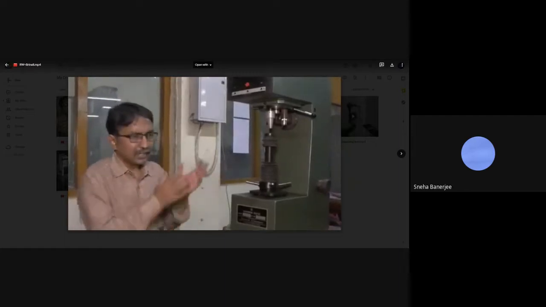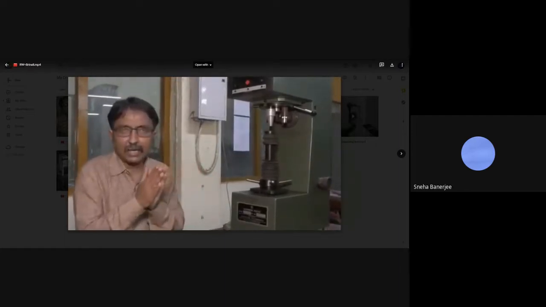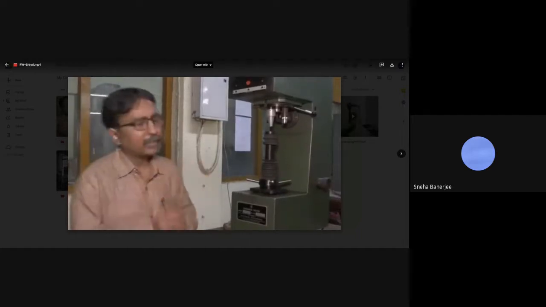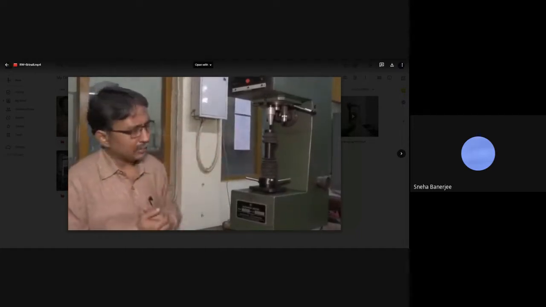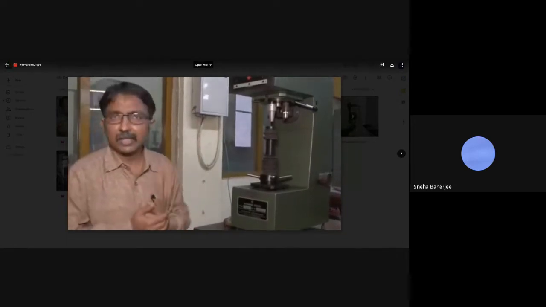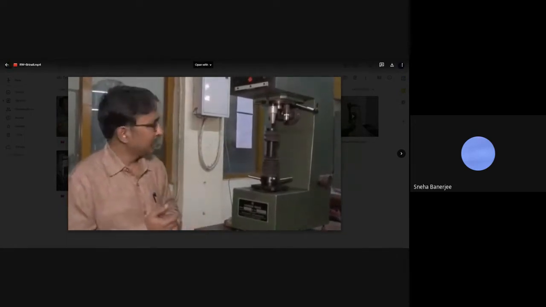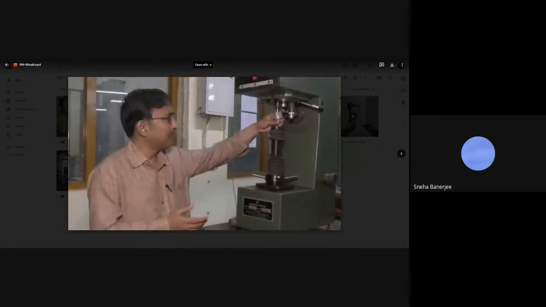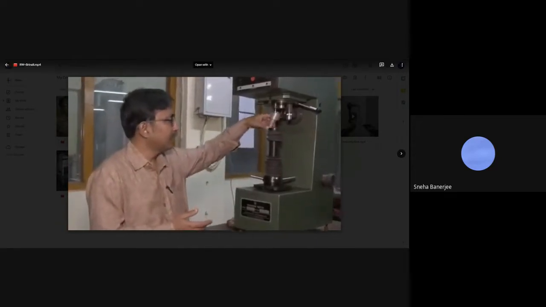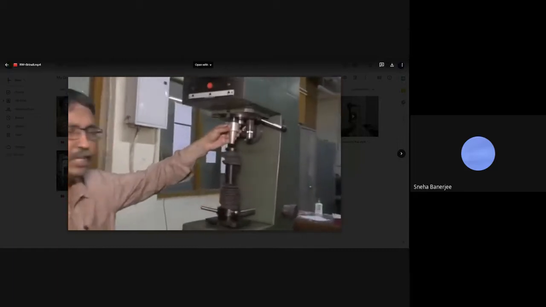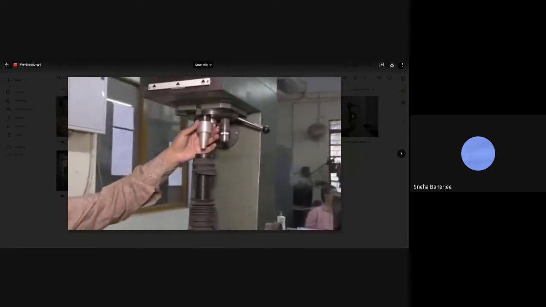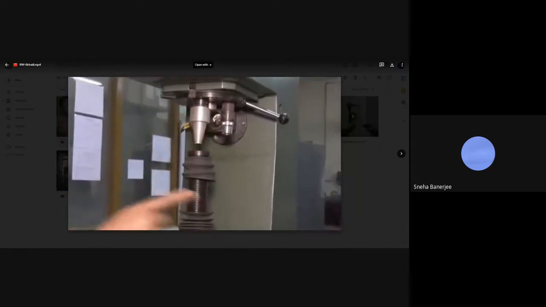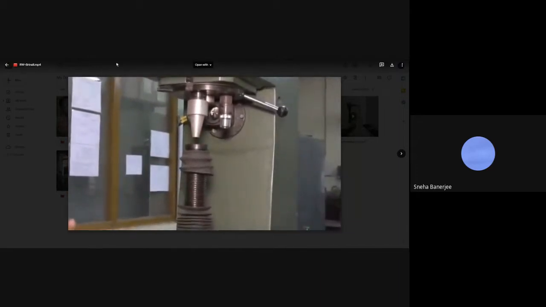Already I have discussed the Rockwell hardness test, where the indenter can be of two different types. We have discussed the Brinell hardness tester, where we have a 10 millimeter diameter hardened ball indenter. Here we can have an indenter of a different type. That particular indenter is basically an inverted diamond pyramid. It's not like a diamond braid, it's like an inverted diamond pyramid.